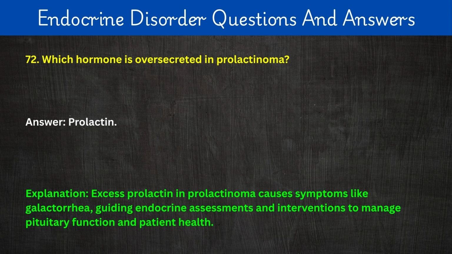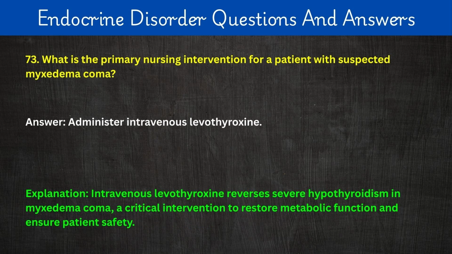72. Which hormone is oversecreted in prolactinoma? Answer: prolactin. Explanation: excess prolactin in prolactinoma causes symptoms like galactorrhea, guiding endocrine assessments and interventions to manage pituitary function and patient health.